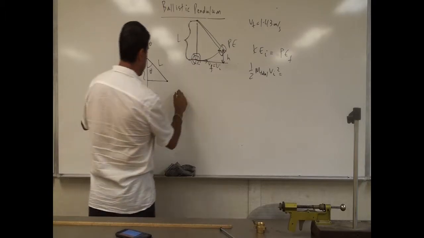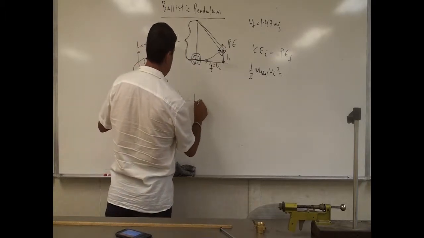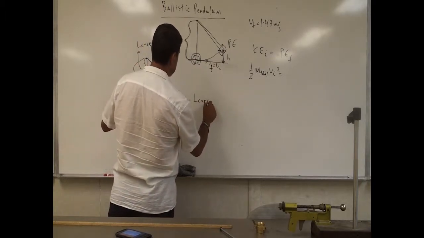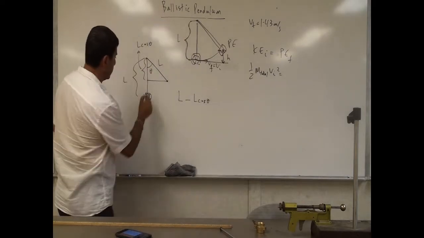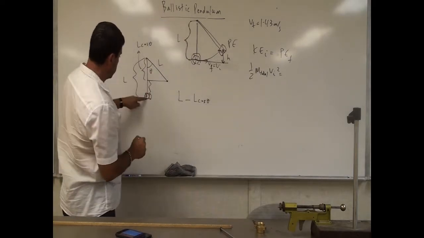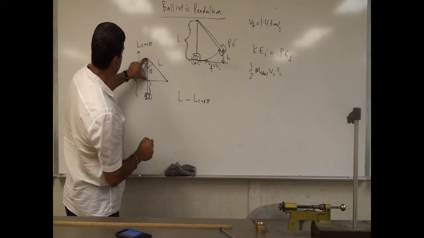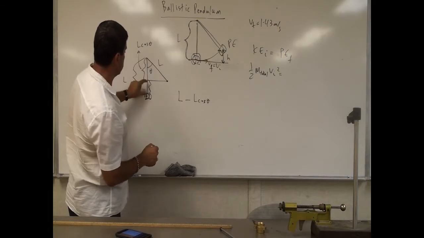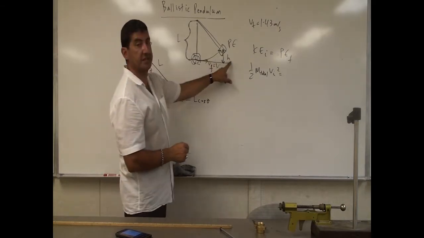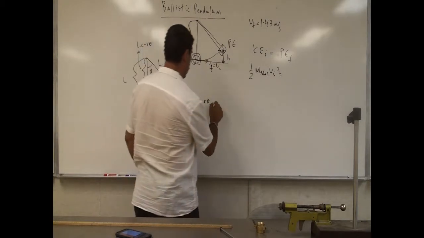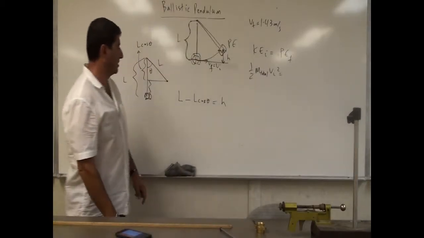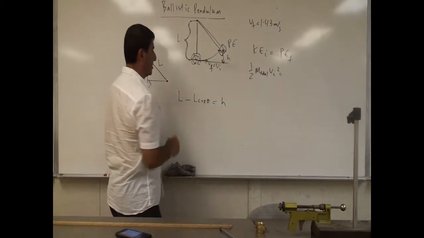So if I take L and I subtract from there L cosine theta, then I get this portion. L minus L cos theta is going to be this portion, and that portion is the height that it goes up. And so that's equal to h, right? So h is equal to L minus L cosine theta.